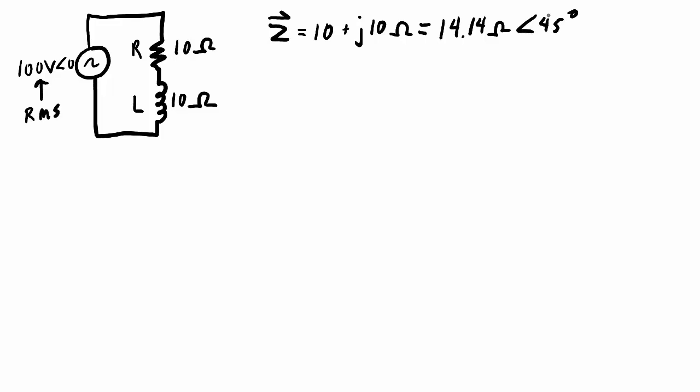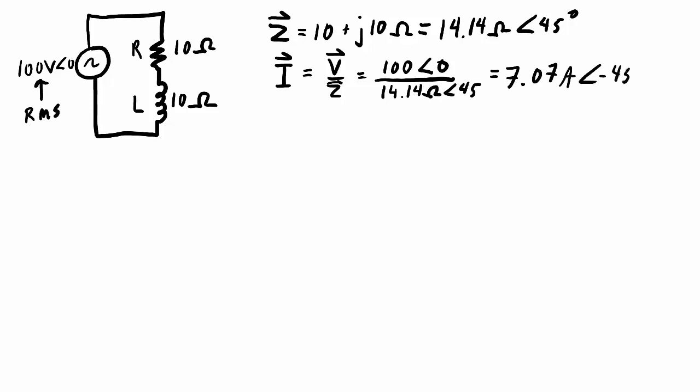Next, I can calculate the current. And once I have the current, that's going to be the current through the resistor and the inductor. Then I can use I squared R and I squared X for figuring out the individual powers for those components. Current is, of course, voltage over impedance. So I have 100 volts with a phase angle of 0 divided by 14.14 ohms with a phase angle of 45 degrees. And I get a current with a magnitude of 7.07 amps and a phase angle of negative 45 degrees.